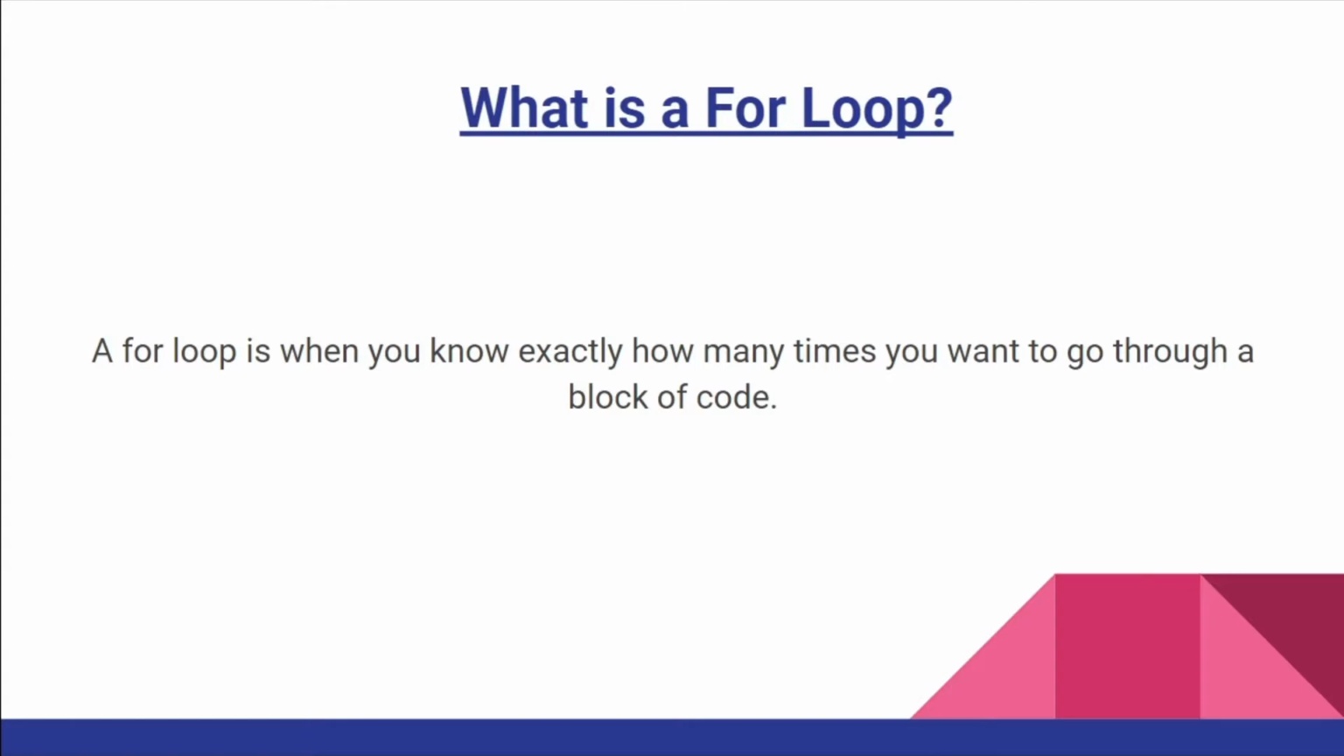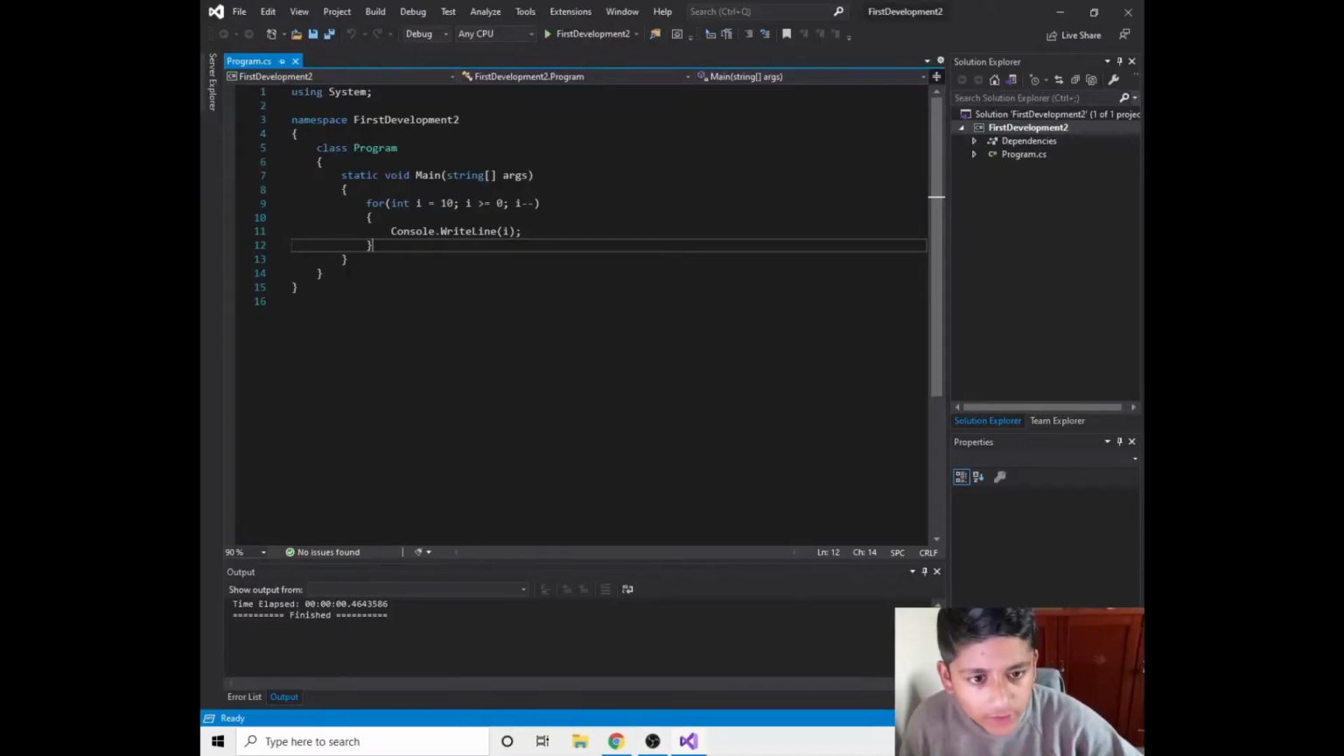What is a for loop? A for loop is when you know exactly how many times you want to go through a block of code. So that's all you need to know for a for loop, and let's get on to Visual Studio to demonstrate this example. So right here we're on Visual Studio, and I've got an example.